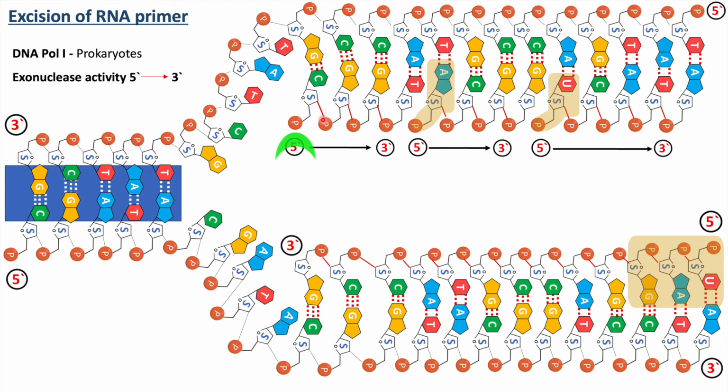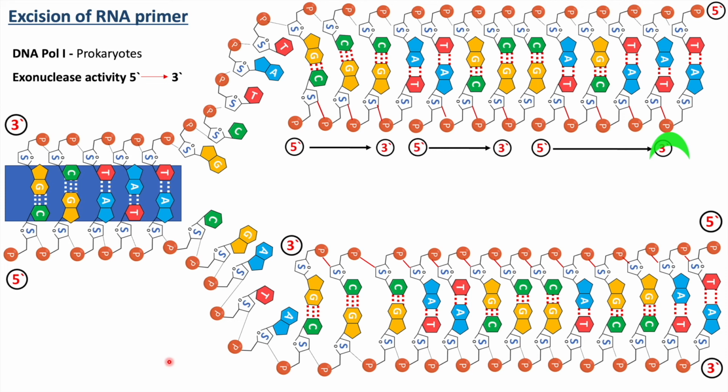Then it moves further and locates another RNA primer, removes this ribonucleotide, replaces it with deoxynucleotide. Likewise, it will also remove this ribonucleotide. This uracil is replaced by thymine, and it will also do the same on this side of the strand and replace it with deoxynucleotide. So now, while it is moving from 5 prime to 3 prime direction, it is removing the RNA primer, replacing it with the deoxynucleotide. So this replacing of ribonucleotide with deoxynucleotide again needs to be proofread.